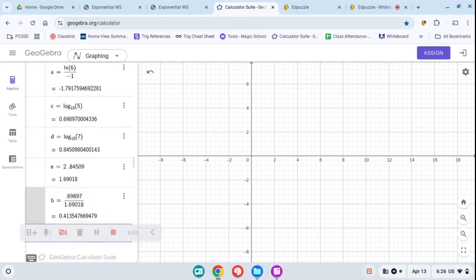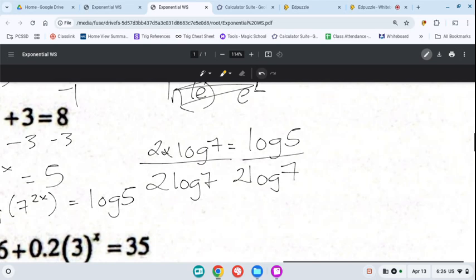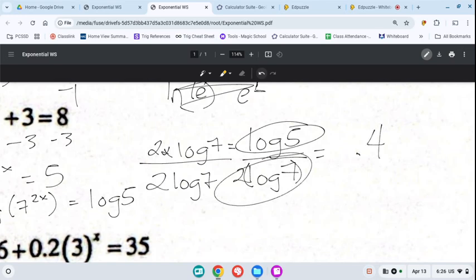So when I do my log formula, I do this first, then multiply it by 2, then divide this by this, and I get 0.41. X equals 0.41.